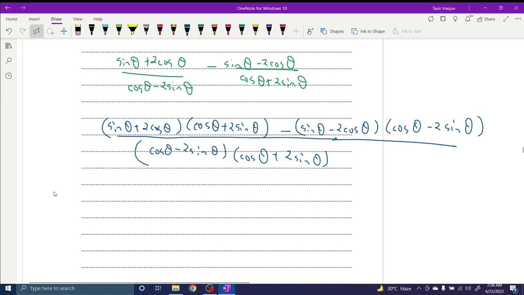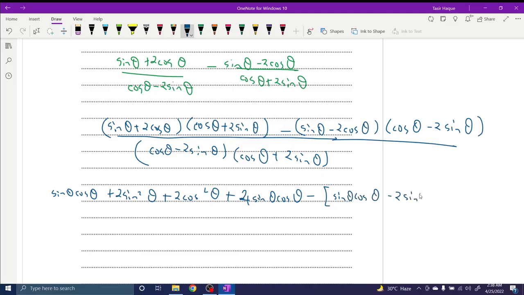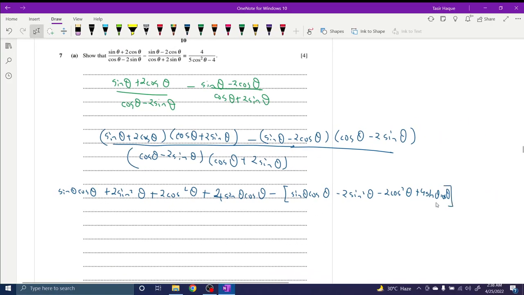Now let's break things down. So sine theta cos theta plus 2 sine square theta plus 2 cos square theta plus 4 sine theta cos theta, minus sine theta cos theta minus 2 sine square theta minus 2 cos square theta plus 4 sine theta cos theta. Okay, that's our numerator.